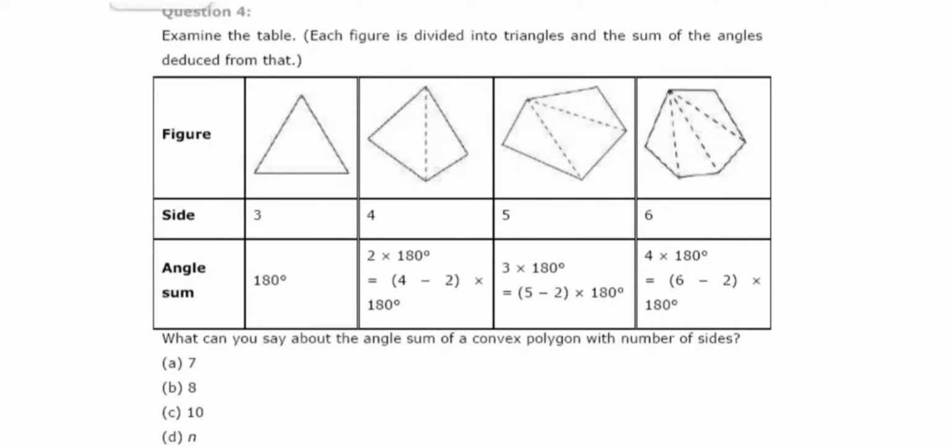Next is, examine the table. Each figure is divided into triangles and the sum of the angles is deduced from that. And what can you say about the angle sum of a convex polygon with the number of sides? If the number of sides is 7, 8, 10 or n, what is its interior angle sum? So examine the pattern. The pattern is n minus 2 into 180 degrees, that is the interior angle sum of any polygon. So if n equal to 7, then that will be 7 minus 2 into 180 degrees and so on.